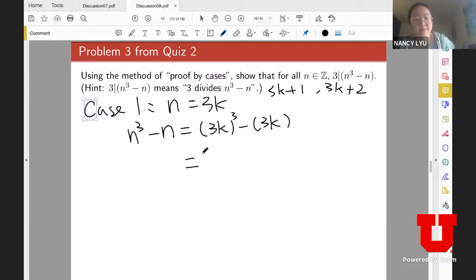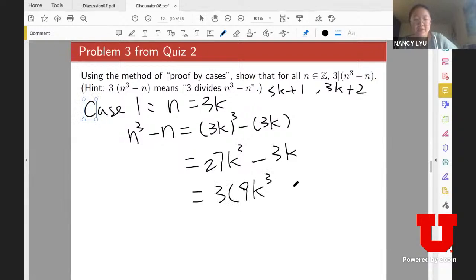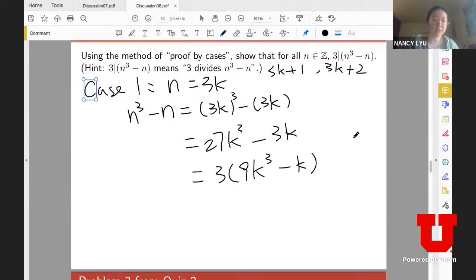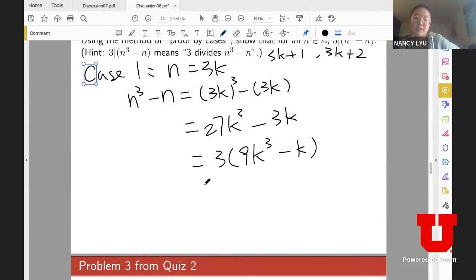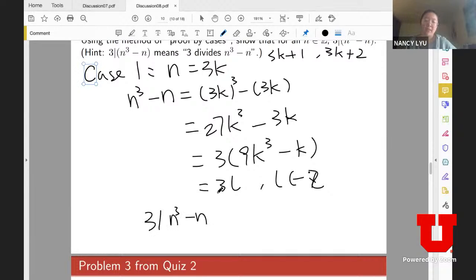And what we'll get here is 27k cubed minus 3k. And if we factor this into 3 times 9k cubed minus k, we know that by closure, this will give us something like 3L, where L is an integer. And now I have shown that n cubed minus n is divisible by 3 for case 1.